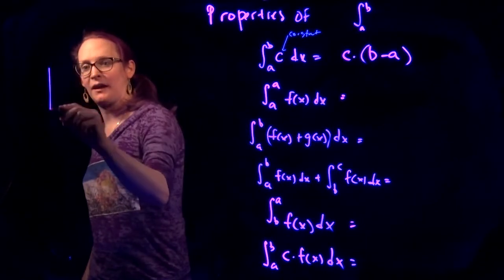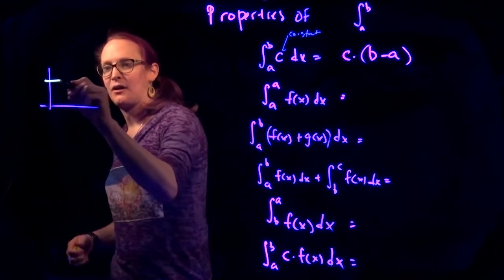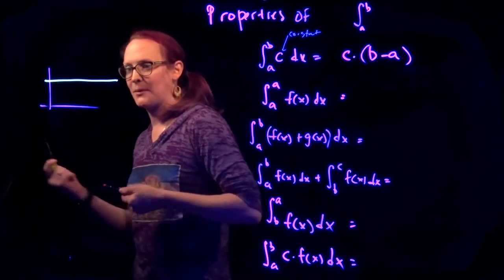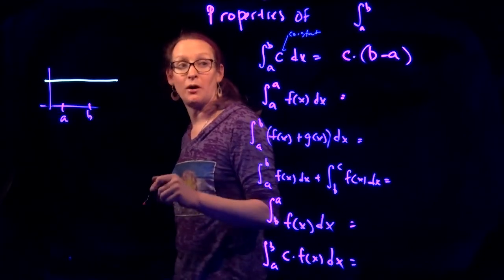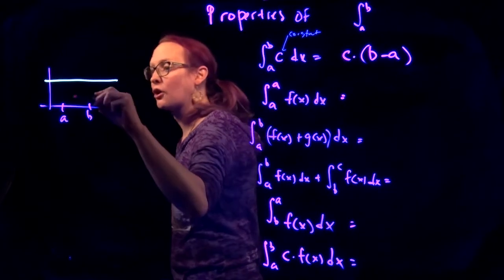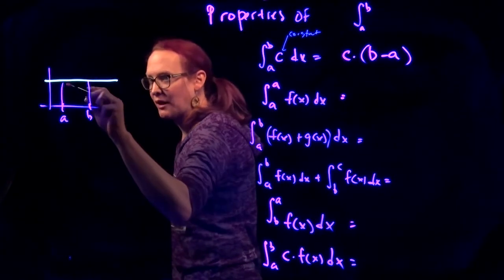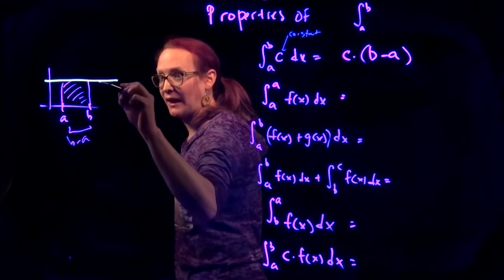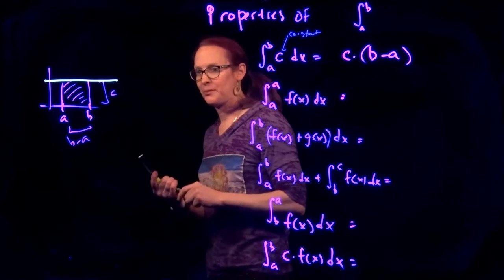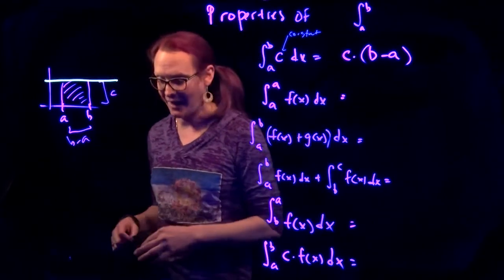The reason being that if I have axes and I have a constant function and I'm interested in the window from a to b, well, the integral is the area under the curve, the net area under the curve. And so it's this right here. It's this rectangle with width b minus a and height c. So the area of that rectangle is c times b minus a.